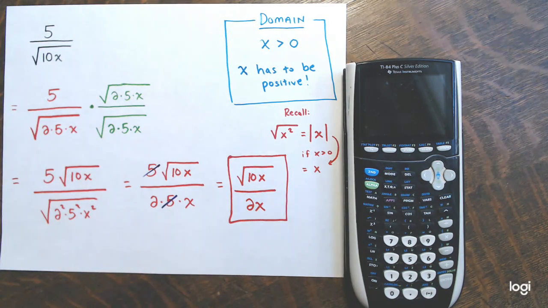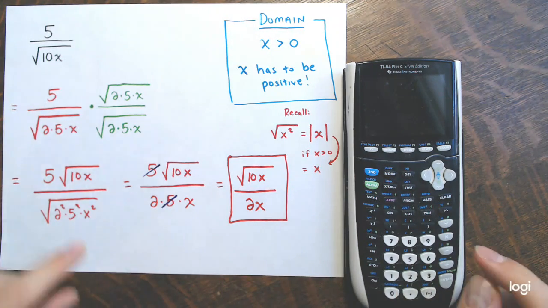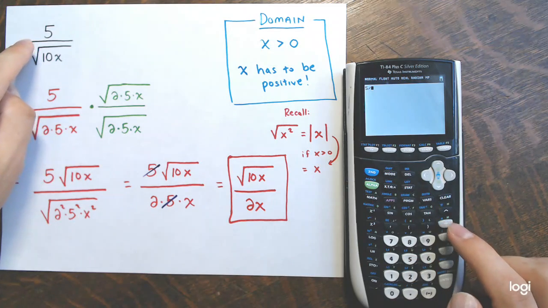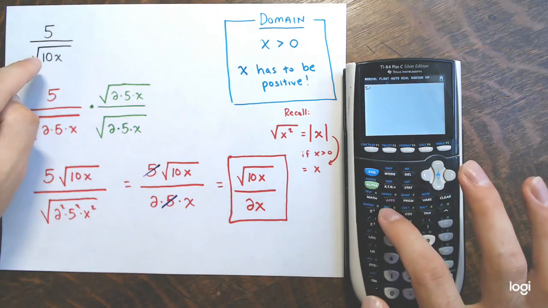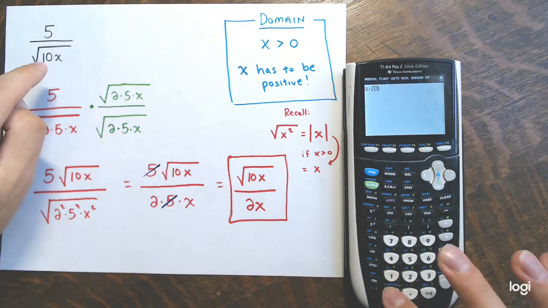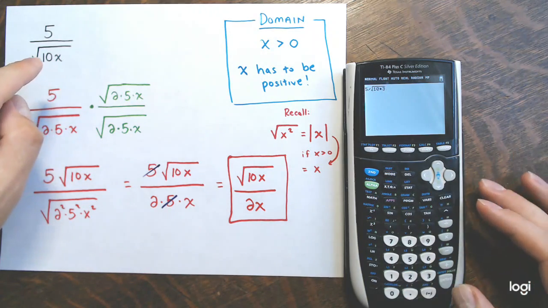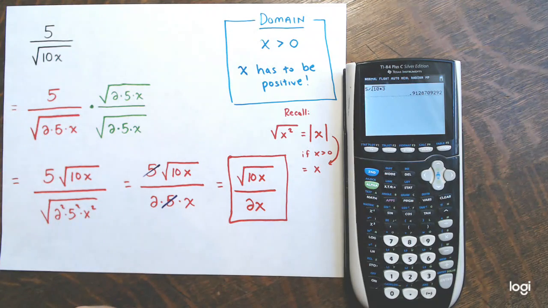All right, so let me pick a positive number. And again, you can do this with all sorts of positive numbers. Just take whatever you want. I'm just going to plug in 3 for x, right? So the first expression was 5 in the numerator divided by the square root of 10 times, and like I said, I'm going to have x be 3 this time. And let's see what we get. So that's 0.9128709292 and so on.